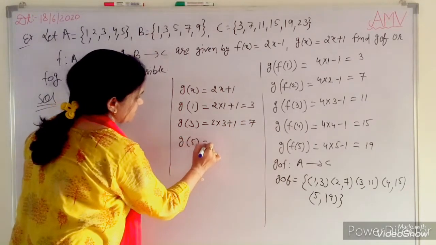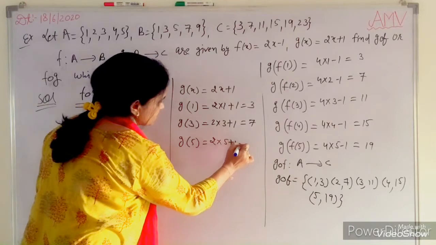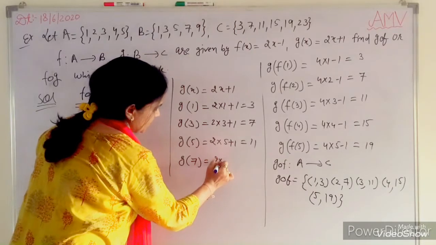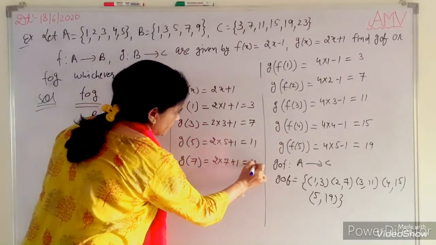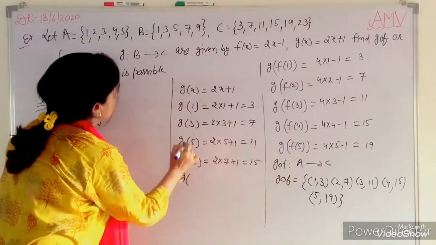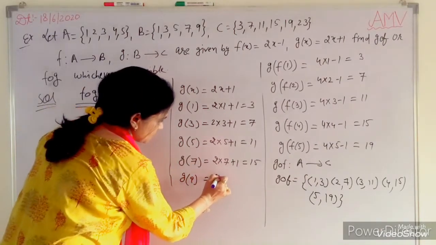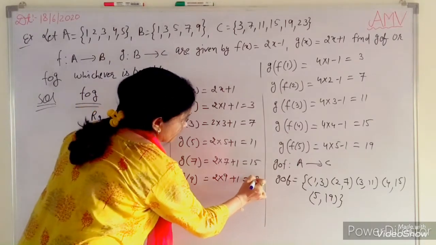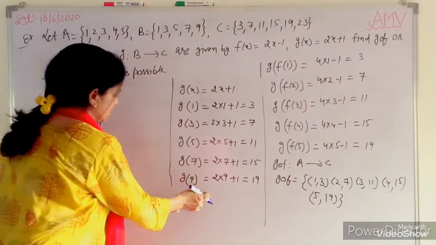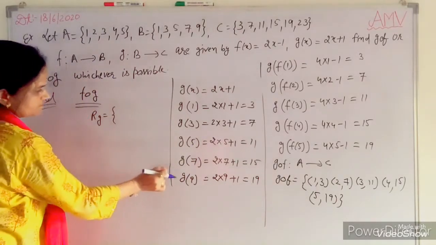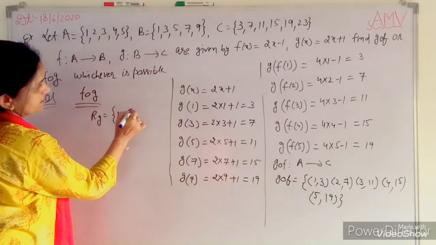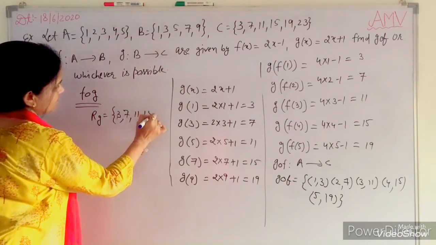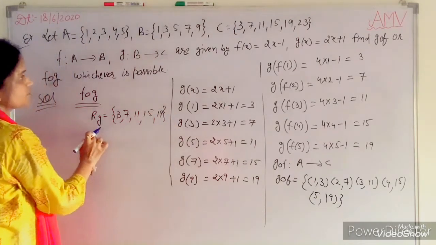Now g(5), 2 into 5 plus 1, it's 11. Now g(7), 2 into 7 plus 1, it's 15. Now g(9), student, so 2 into 9 plus 1, it is 19. Okay. See, so the range of g is 3, 7, 11, 15 and 19.